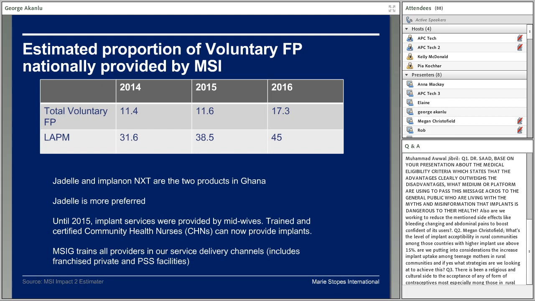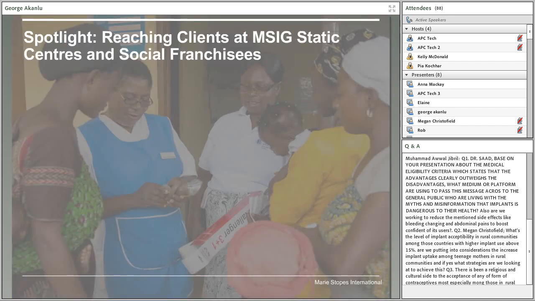So looking at implant programming generally, Marie Stopes Ghana controls almost 17% of the voluntary family planning market in Ghana. And for LAPM, long-acting and permanent methods, we control nearly half. And Jadelle and Implanon are the most common family planning implants that we have in Ghana.